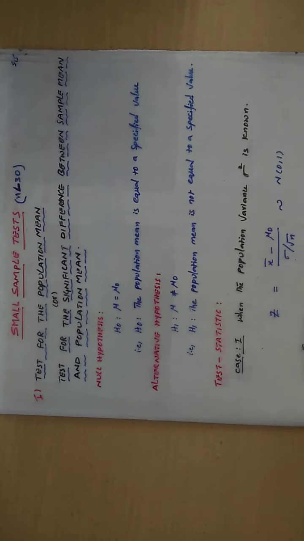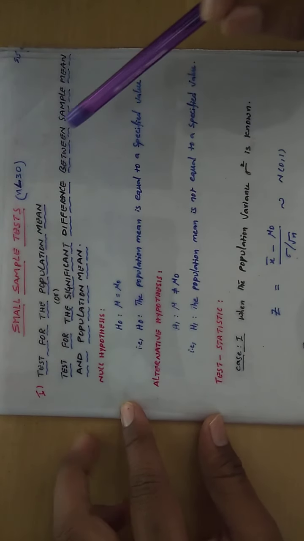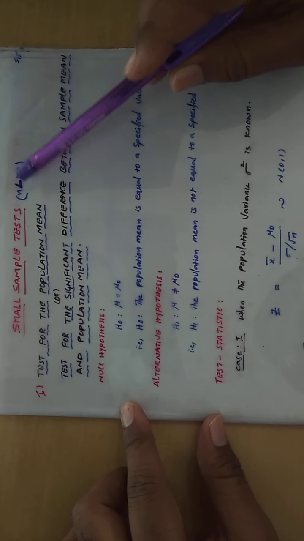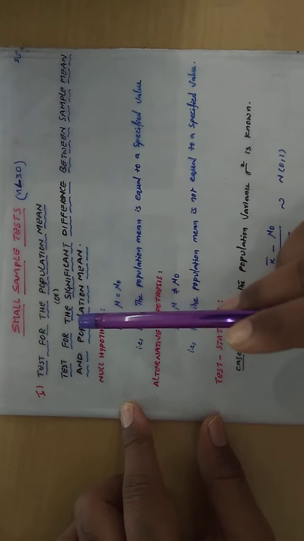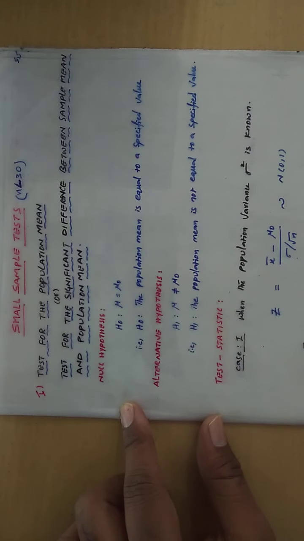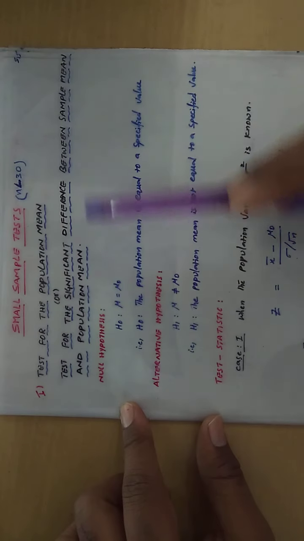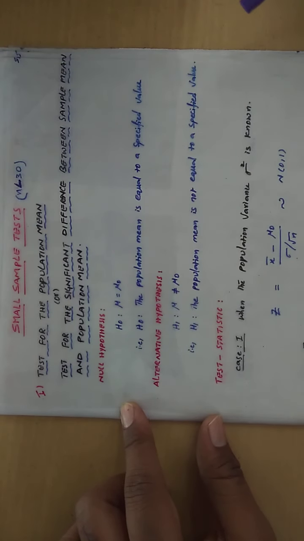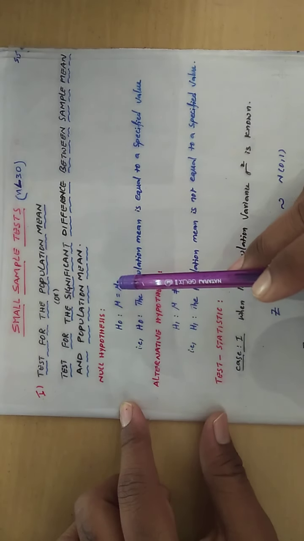So let us see the testing procedure of the first test. This is the first test under small sample test, so what is this? n is strictly less than 30. So what is the test name? Test for the population mean, or else test for the significant difference between the sample mean and the population mean. That means you are comparing the single population with that of the given value of the mean.